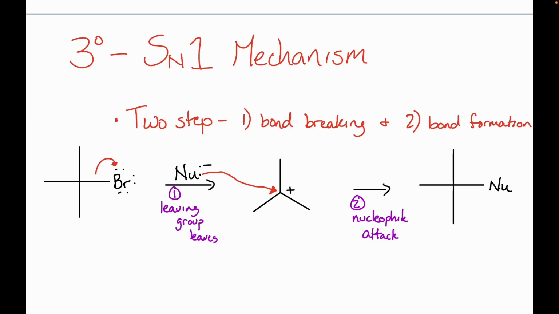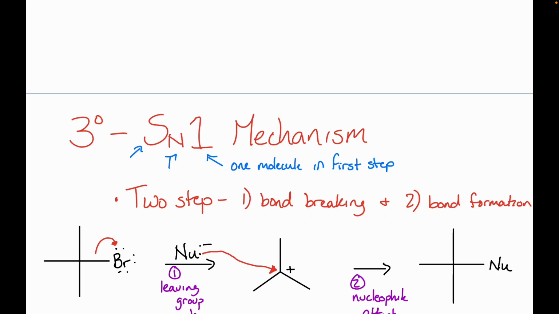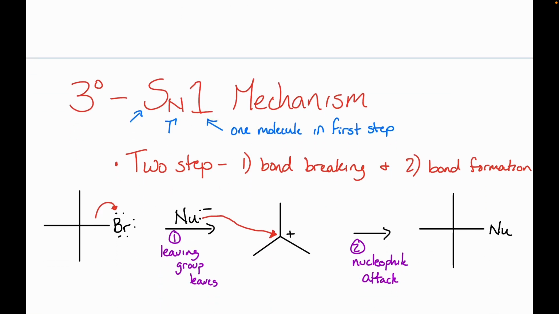So where did the name come from? Again, S is for substitution, and N is for nucleophile. But why is it SN1? Because there's only one molecule in that first step. It's only your alkyl halide that is involved in the very first step of the mechanism, and that's the rate-limiting step, so the kinetics of these reactions only depend on the concentration of your alkyl halide. I think of it as being backwards here: an SN2 mechanism has one step, an SN1 mechanism has two steps.